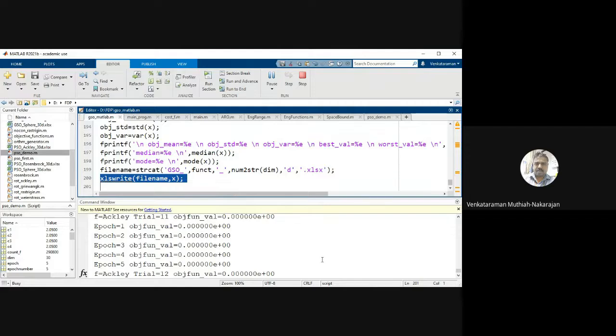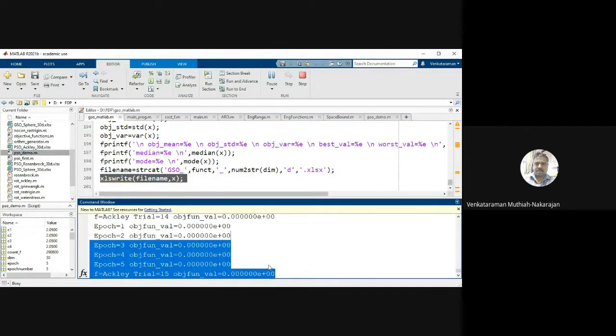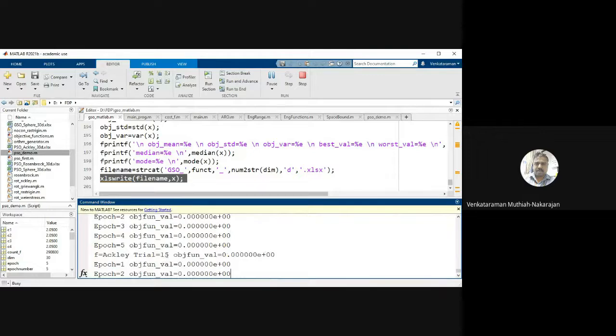The GSO is accurately locating the minima. The minimum for the ACLI function, in this case for this benchmark function, is located at 0, and the function value is also 0. So by running the algorithm, we see that it is successful in all the attempts. When it says trial equals 14, it is the 14th trial; when it says trial equals 15, it is the 15th trial, and so on. It has to run 51 times, which will take some time.